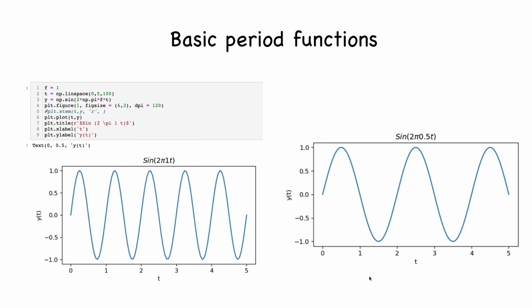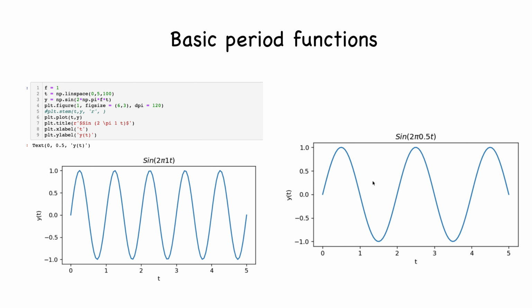So I will start with some basic periodic functions. The basic periodic functions we know are the sine and cosine waves. On the left panel, as you can see, this is a sine wave plotted as a function of time, and it has a period of 1 second. It completes one cycle in 1 second, so that means it repeats the pattern after 1 second.